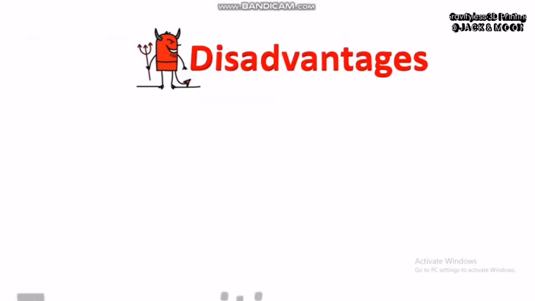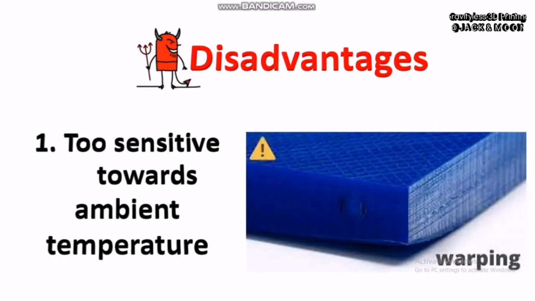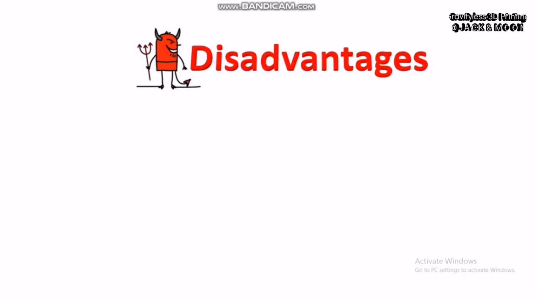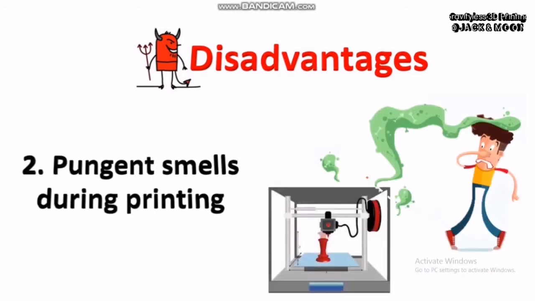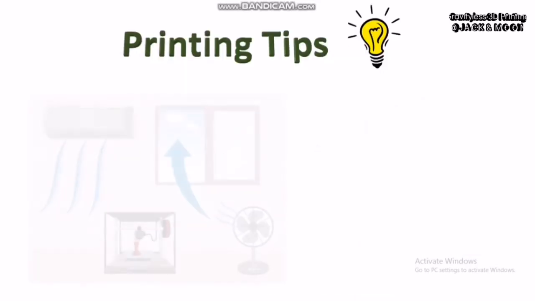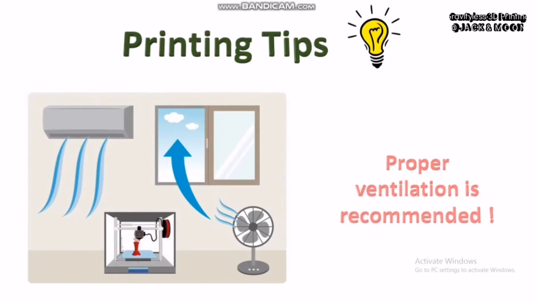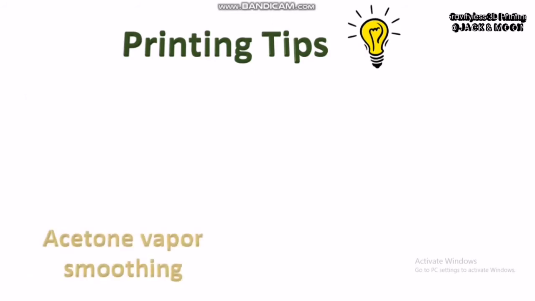One of the disadvantages is that you will need to print it in an enclosed box. This is because the material is strongly sensitive towards surrounding temperature changes. Without a stable ambient temperature, your ABS printing will face serious adhesion and warping problems. The material also releases strong odor fumes, which can cause bad health effects if you are printing inside a closed room. Make sure that proper ventilation is available for your printing studio while printing with ABS.